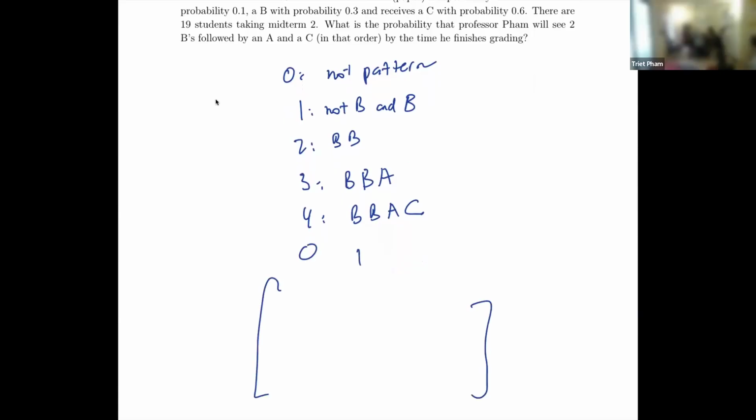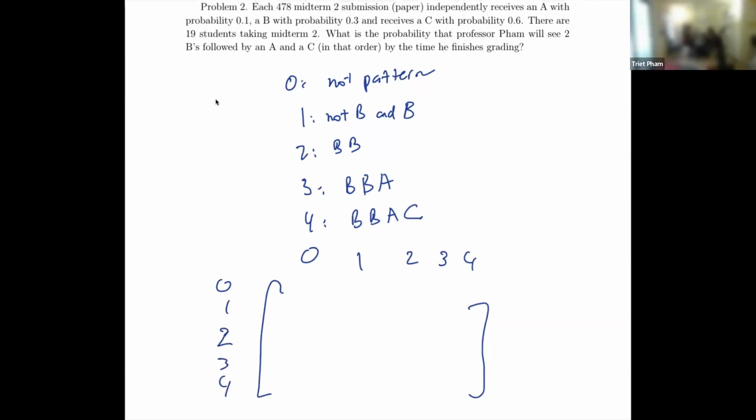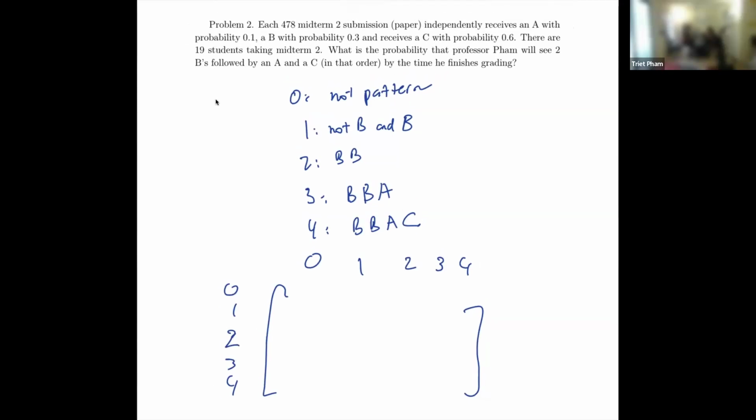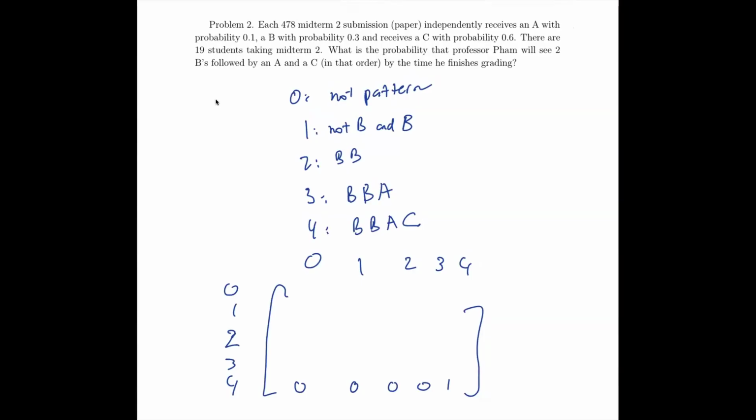So again, let's go through this matrix and that's all we need. So what's going to be the first row? The 0th row. 0.7, 0.3, 0, 0. Thank you.